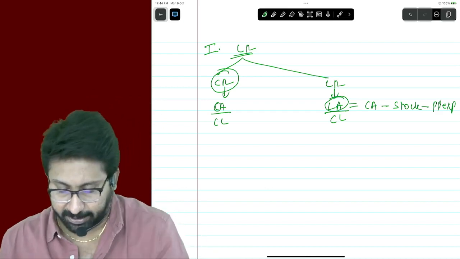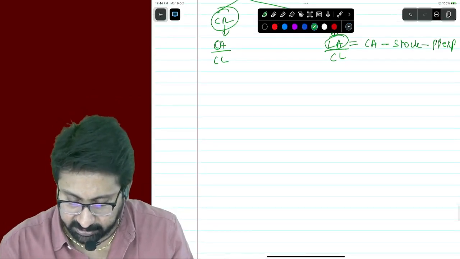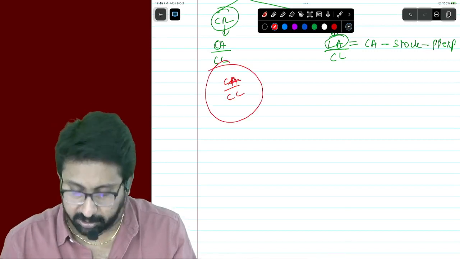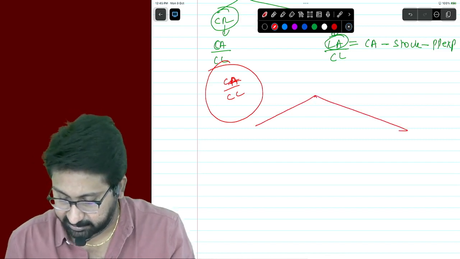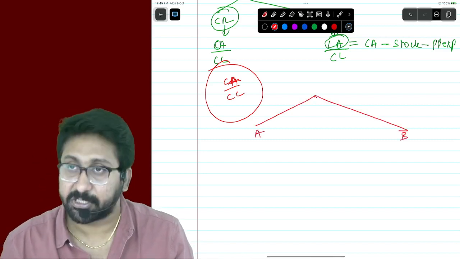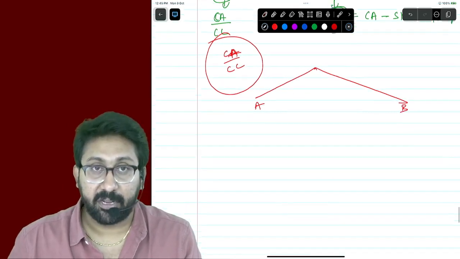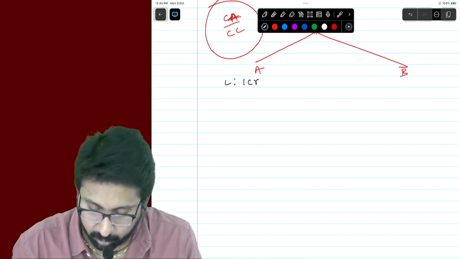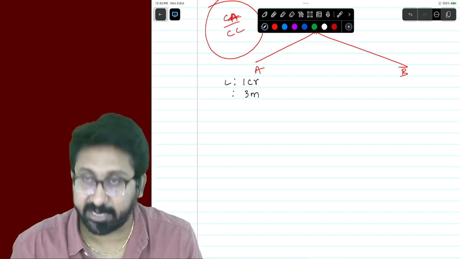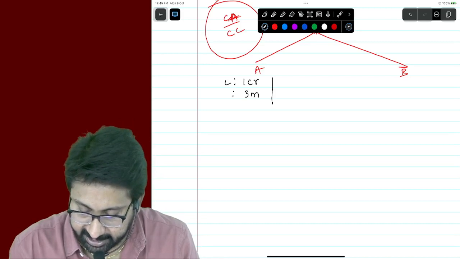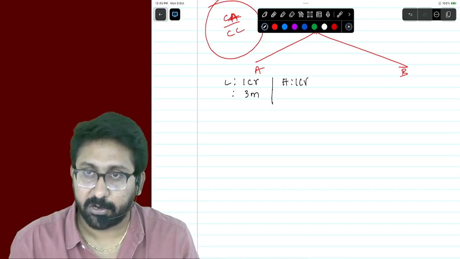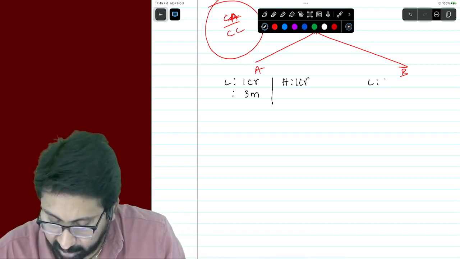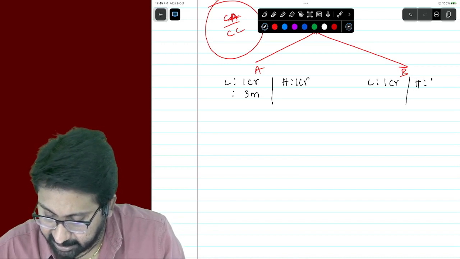First, tell me, what is the formula for the current ratio? Current assets by current liabilities. What is this concept? Listen, I will give you two examples: Mr. A and Mr. B. Listen carefully. Mr. A took a loan of 1 crore for 3 months' time and purchased a house worth 1 crore. B took a loan of 1 crore and purchased a house worth 1 crore.